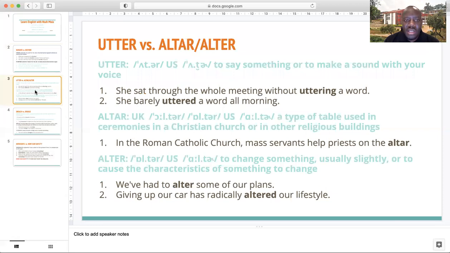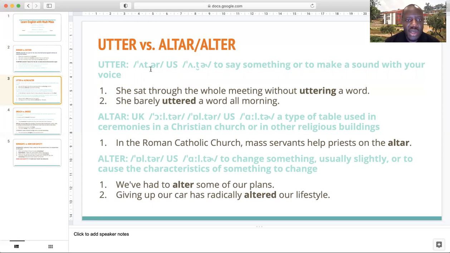Now, utter versus altar and alter. A lot of the times when people want to use alter, they mix it up with the others. But I will be coming back to this in subsequent videos to say other things. For today, let's look at the differences between these three words in front of us, both in terms of their pronunciation, but also in terms of their meaning.